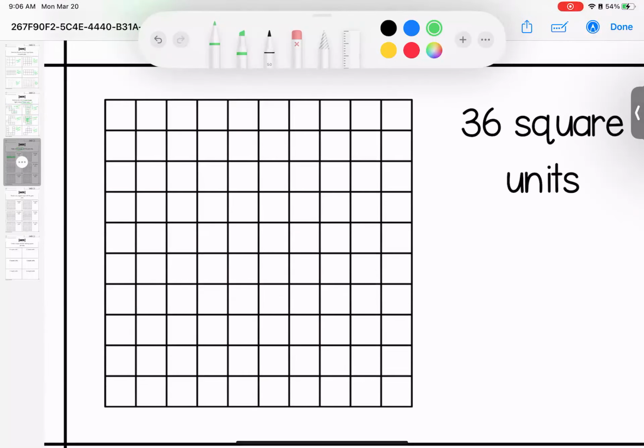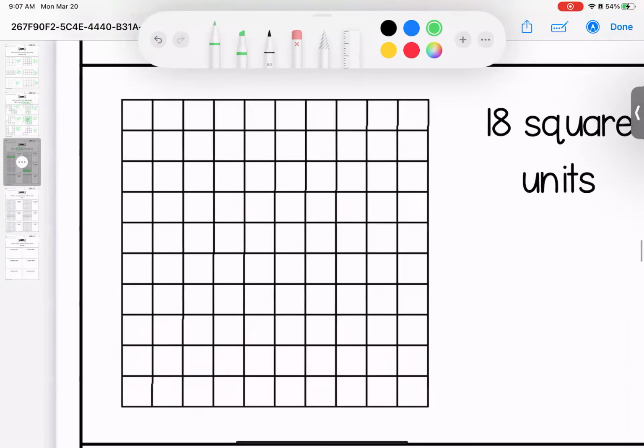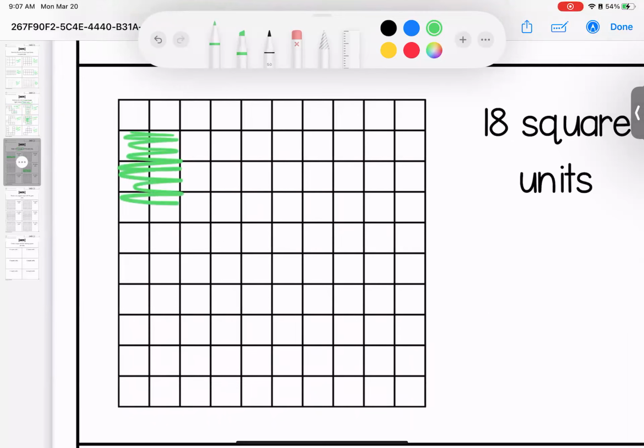Over here, I'm looking for 36. So I'm going to start doing rows of 10 and see where I get. Actually, let's not do rows of 10. Let's do rows of 9 because I know that 9 is a factor of 36. So let's do 9. It's leaving 1 at the end. 18. And then 9 times 3 gives me 36. So 36 square units. Over here I have 18, so I'm going to do 2 rows of 9 because 9 plus 9 gives me 18, or 9 times 2 gives me 18.